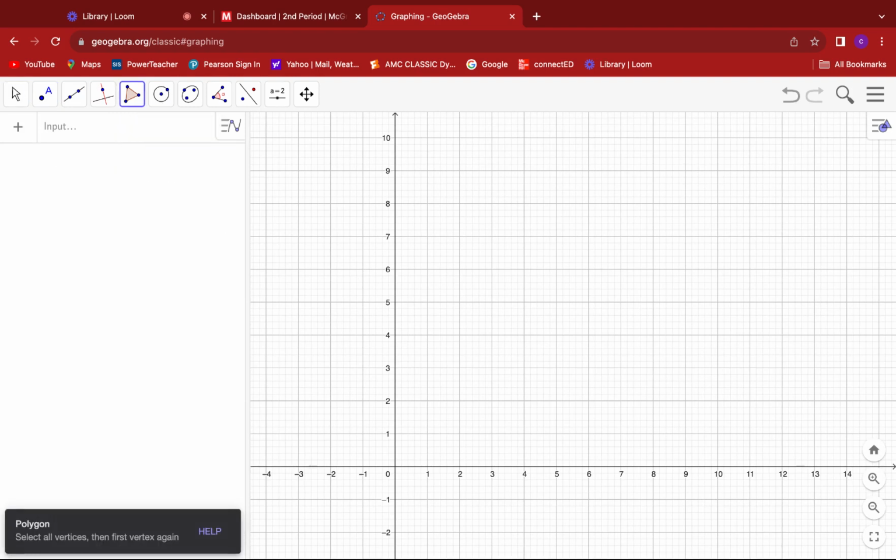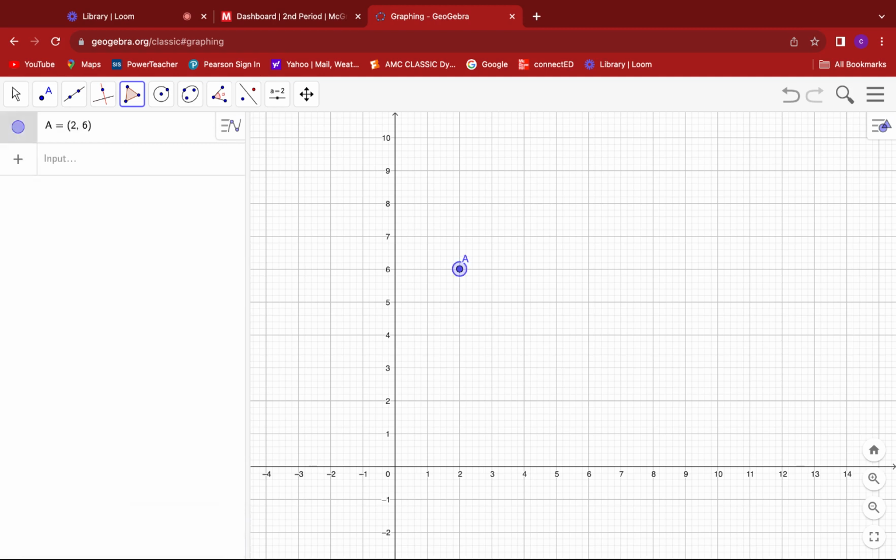All right, A is 2, 6. That's right 2, up 6. B is 3, 7. That's right 3, up 7. All right, C is 6, 4. That's right 6, up 4. All right, so it's asking me where the 4th point is. Well, it looks to me like it's going to be about right there, because that looks like a rectangle. But let's do this. All right, 5, 3.